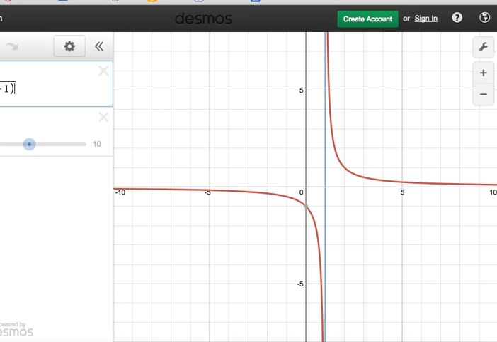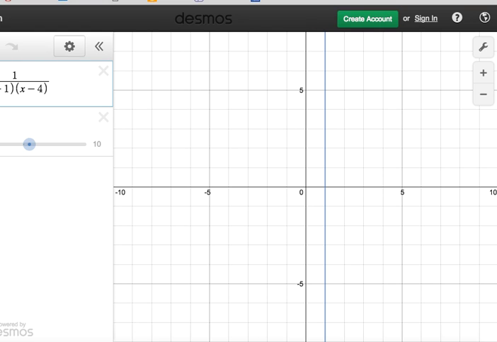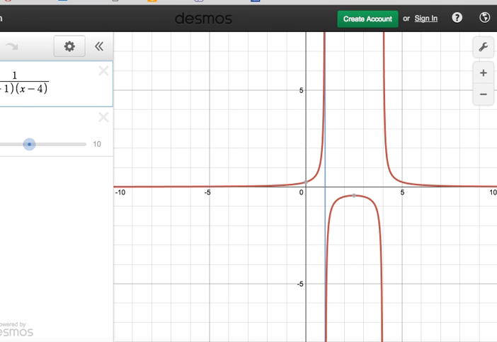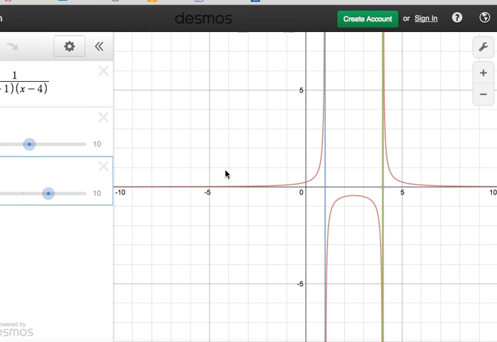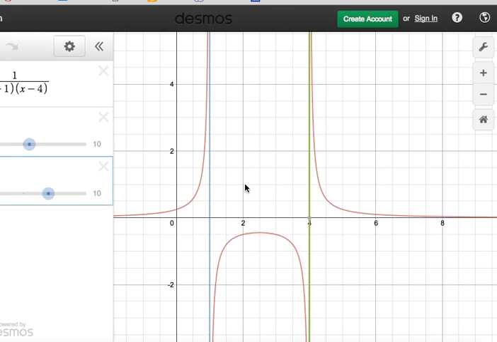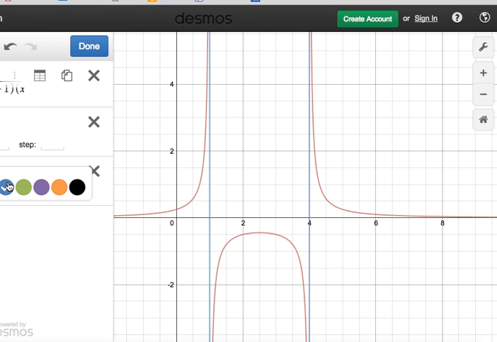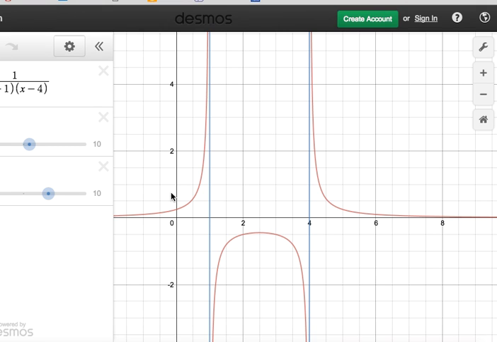So let's say I leave the x minus 1 in the denominator, and now I also put x minus 4 in the denominator. Let's think about this. It's still going to be undefined when x is 1, because that makes the denominator 0. It's also going to be undefined at 4. And the graph looks like that. It almost looks like 3 different functions, but it's all one function. The asymptotes are these blue vertical lines. It's all one function, but it has 3 parts because it has 3 discontinuities.